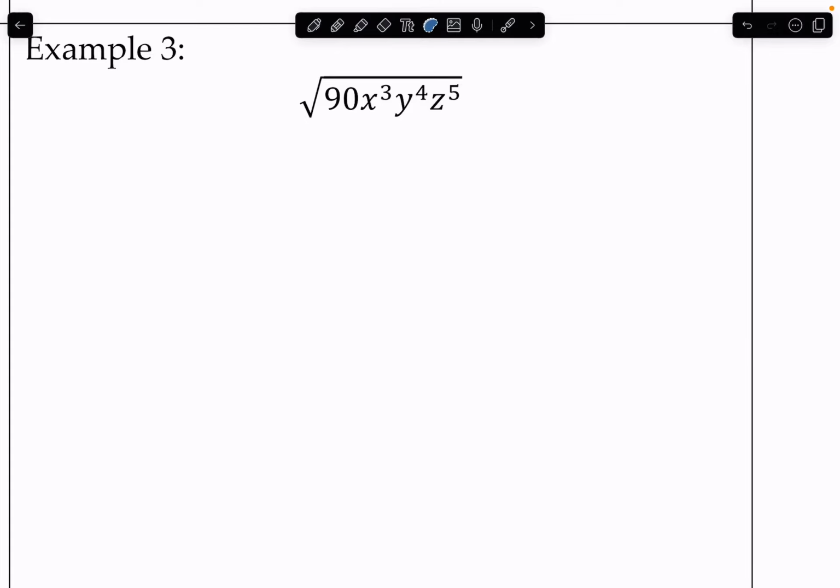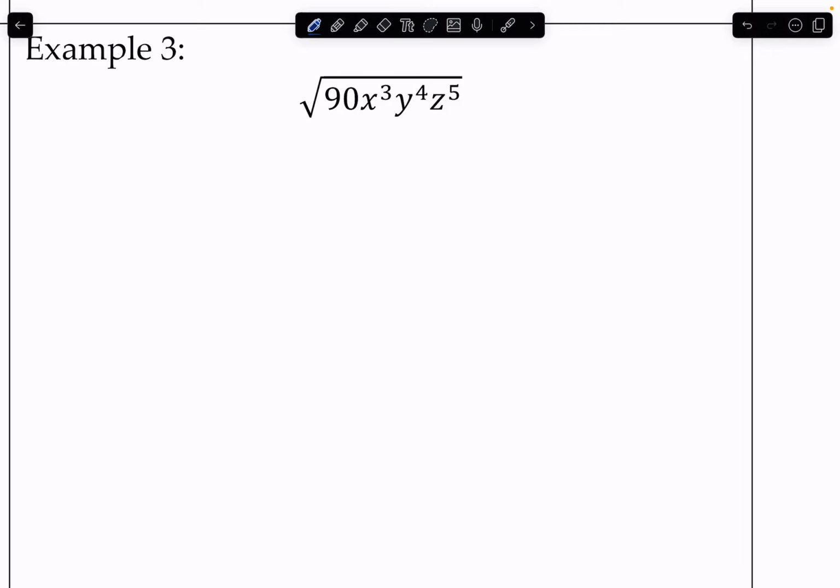Okay, here's a quick video on simplifying radicals, kind of the way that we did in class. So what we're going to do here is break down what's inside the square root into its smallest basic pieces, and then attack that one by one in order to find the simplest way to write this radical.